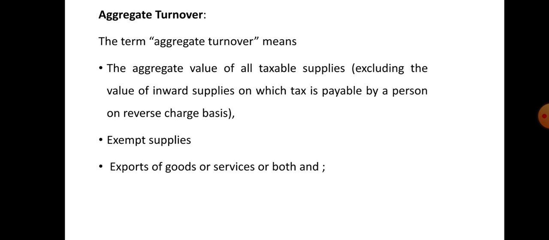The second thing that is included in the aggregate turnover is the exempted supplies. Exempted supplies are the supplies which are exempted from the GST, that we also call tax-free supplies, but at the time of computing aggregate turnover, the exempt supplies are also included. Third, any export of goods or services or both is included in the aggregate turnover. Any transactions with respect to the export of any goods or services are included.